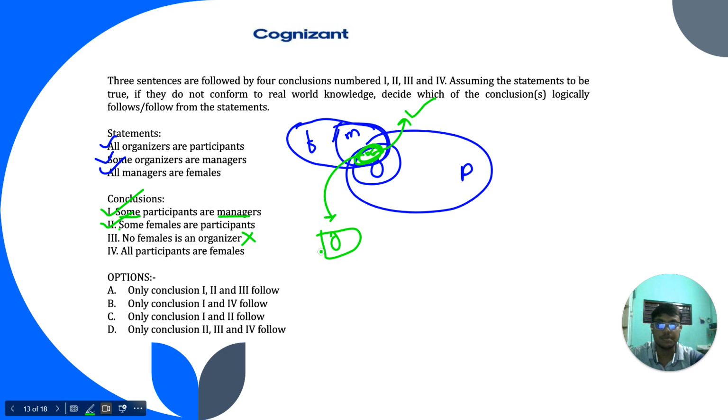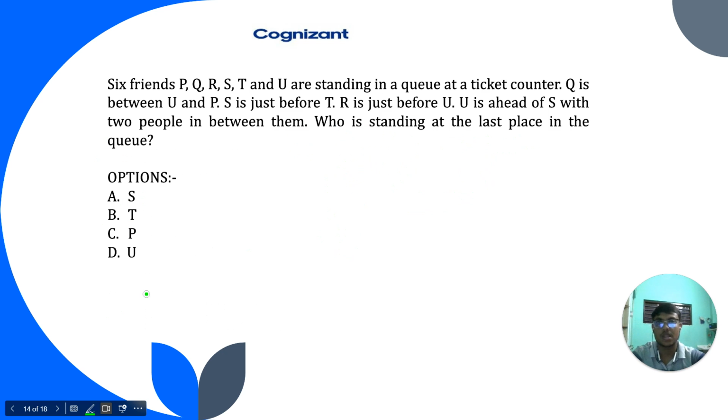Next, all participants are females. No, there is no definite rule that all participants are females, because you see there is much empty space in the participant circle which is not female. So we can't definitely tell whether it is female or not. Yes, there may be a possibility that all are females, but we can't definitely say that. So our conclusion 4 also becomes wrong. So only 1 and 2 follow. Option C is the correct option. I hope that was clear. So let's move on to the next question.